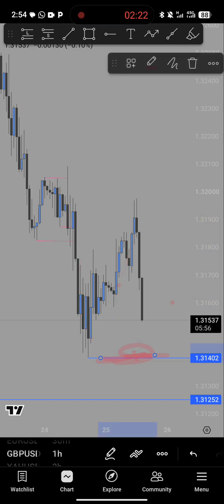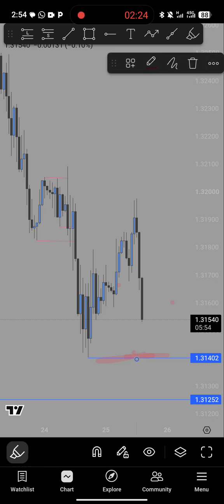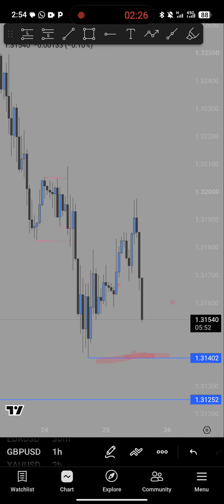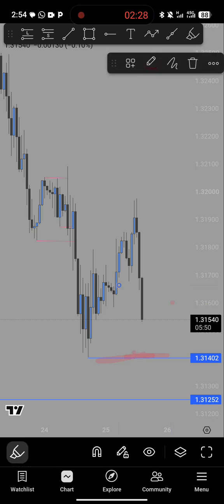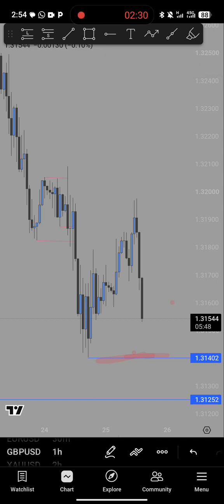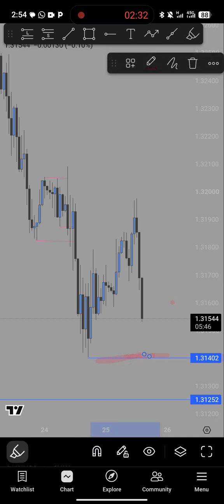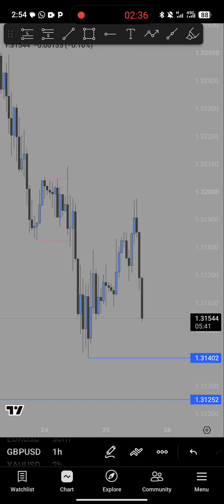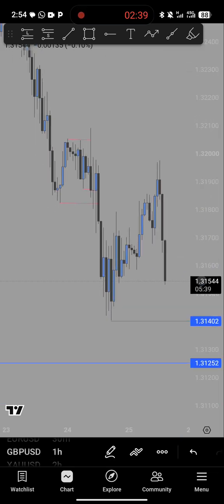Okay, as I said, we can scale down. We always get our entries on our lower time frames, or you can also get them from your higher time frames. It depends on the type of trader you are. As for me, I like holding swing, and also I'm a day trader, just like that.